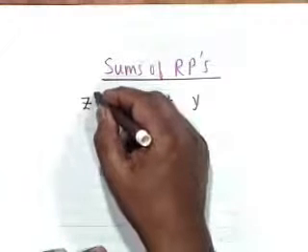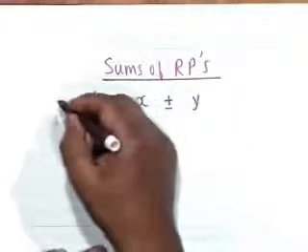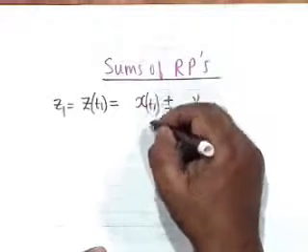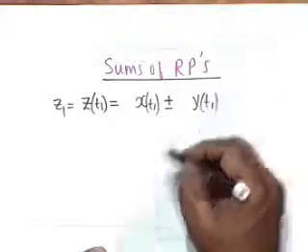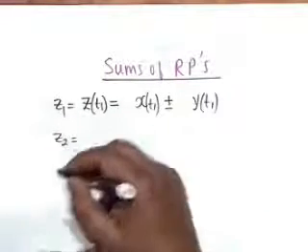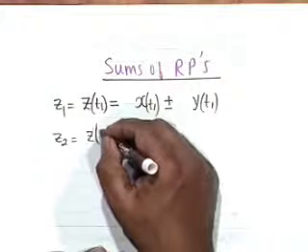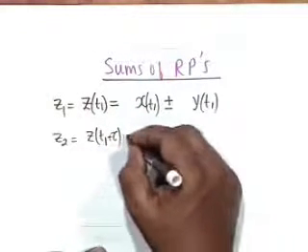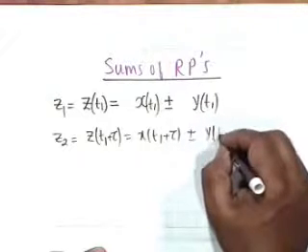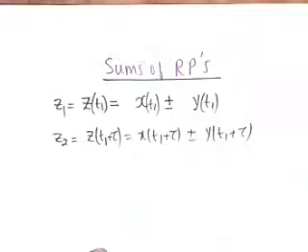And let's define two random variables, z1, which is z of t1, which is x of t1 plus or minus y of t1, and another random variable z2 from the same process, which is z of t1 plus tau, which is x of t1 plus tau plus or minus y of t1 plus tau.